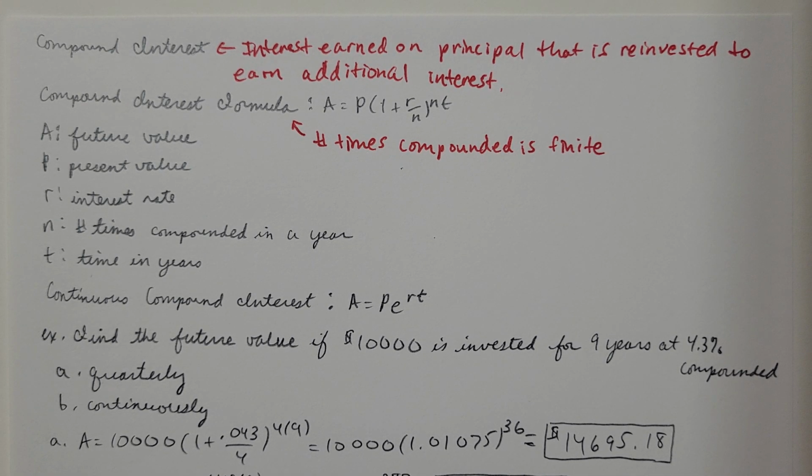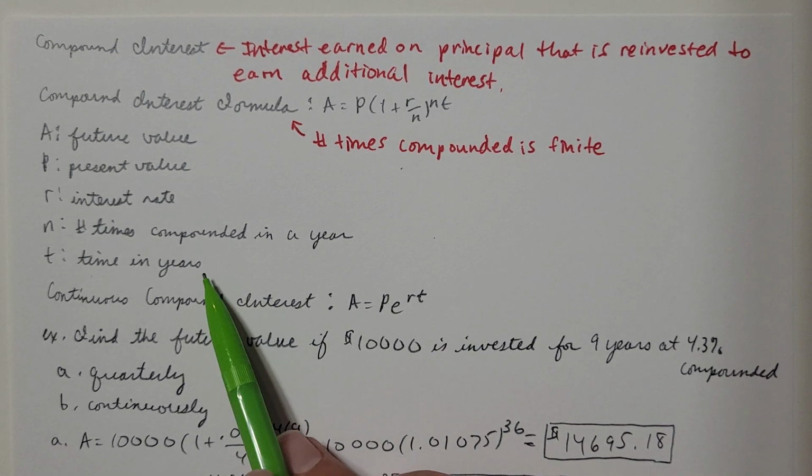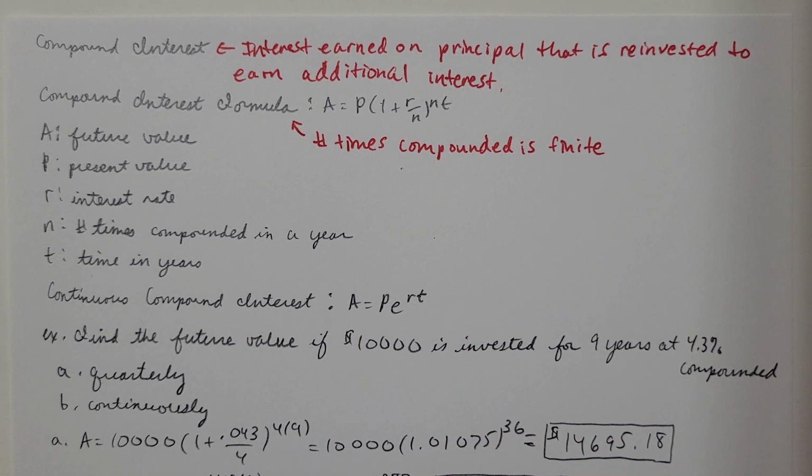If you're compounding annually, N is 1. If you're compounding semi-annually, N is 2. If you're compounding quarterly, N would be 4. If you're compounding monthly, 12 months in a year, right? So N is 12. If you're compounding daily, you'd assume not a leap year, so N would be 365. Okay, it all revolves around 1 year. T is the time in years.